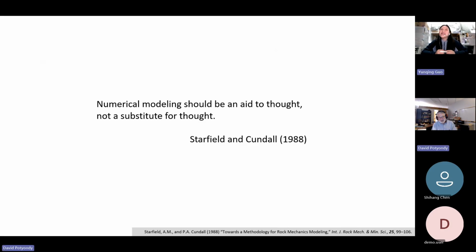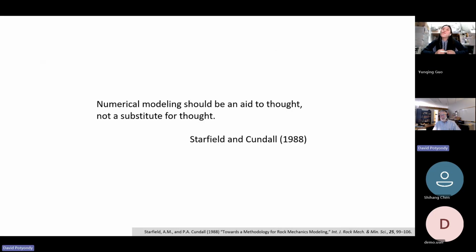Tony Starfield ended up, he was in civil engineering at University of Minnesota when I was there. And so he did a reasonable amount of work in rock mechanics as well. And that's why he wrote this paper. And the other person was his friend and colleague, Peter Kundal. Peter Kundal was an adjunct professor at Minnesota, and he's the person who developed the distinct element method. And PFC is a result of that.